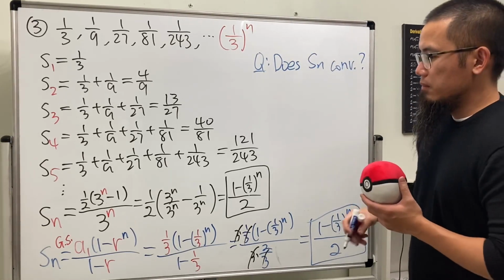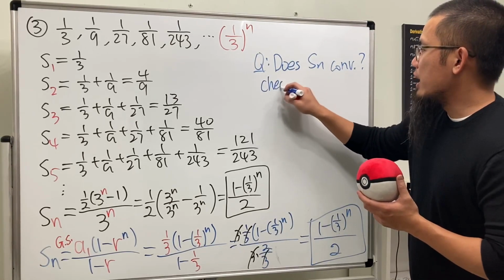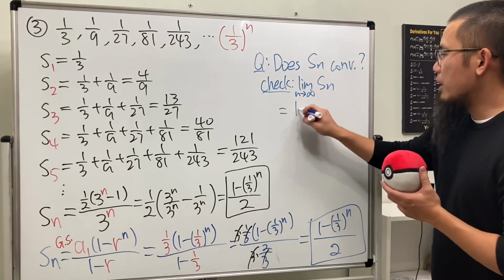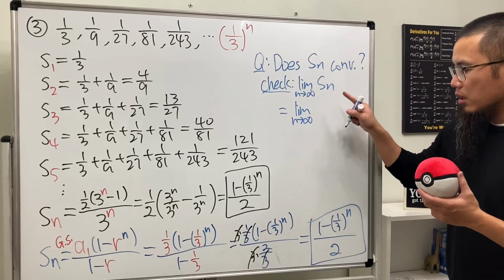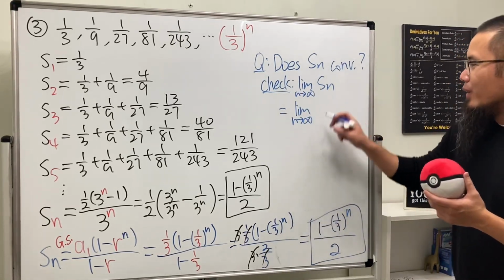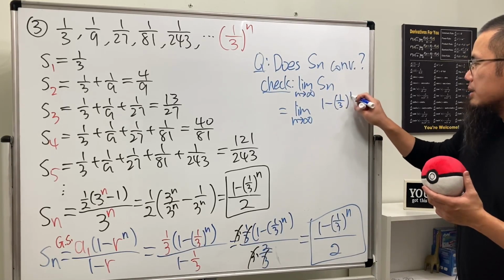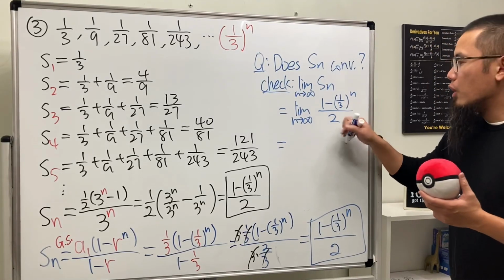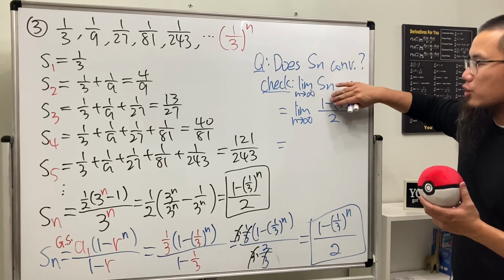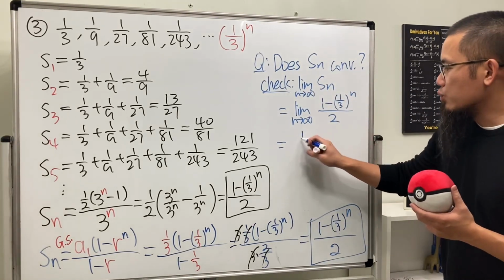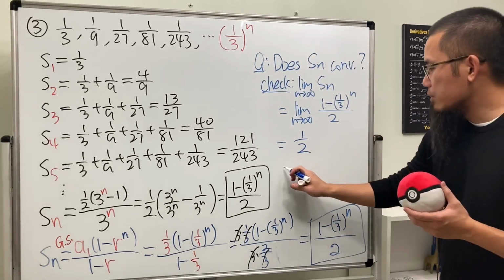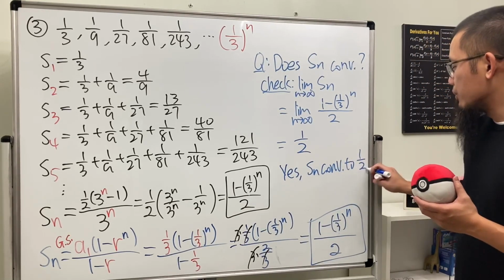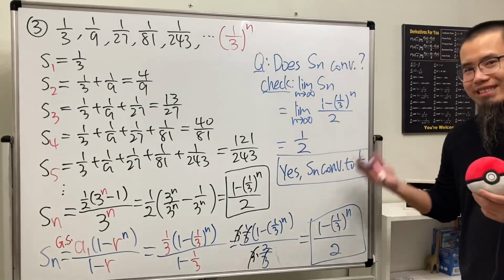Now, second part of the question, does Sn converge? Let's just go ahead and take the limit. So we will just have to check the limit as n goes to infinity of Sn. And this right here means we have to check the limit as n goes to infinity of this guy, same thing, right? 1 minus 1 over 3 raised to the nth power and then over 2. Take a look. Because 1/3 is less than 1, when you have this to the infinity's power, this is just going to be 0. So we just have 1 over 2. So the answer is just 1 over 2. So this case right here, I'll just tell you guys yes. And we know Sn converges to 1 over 2. And then with that, we are done.